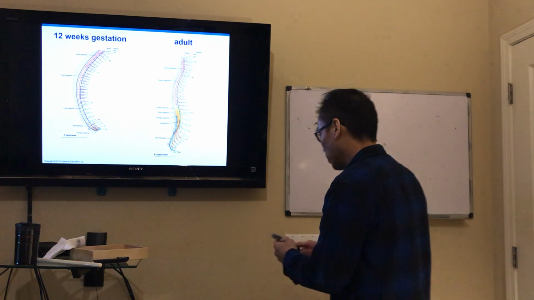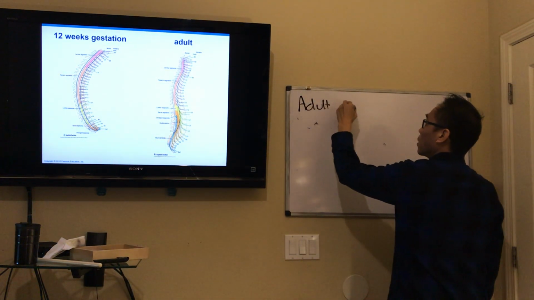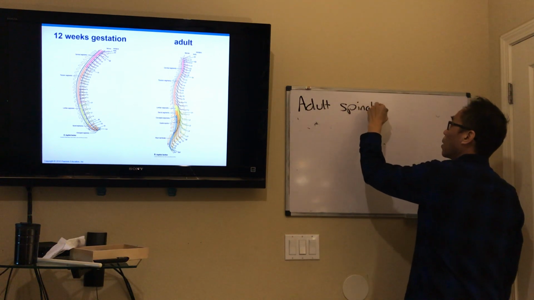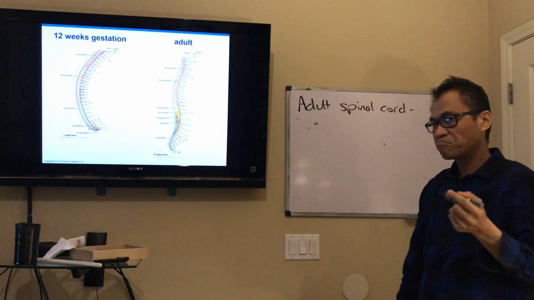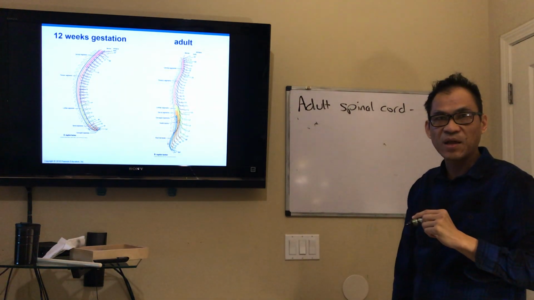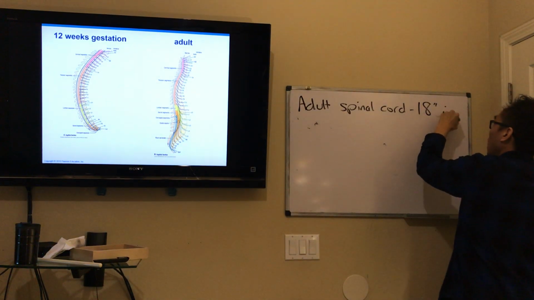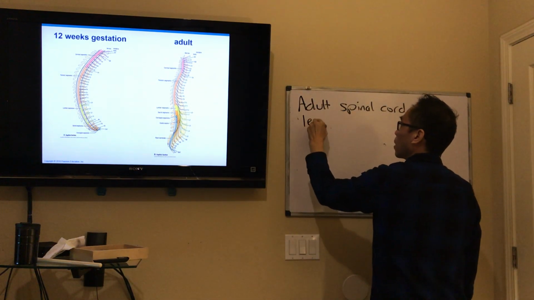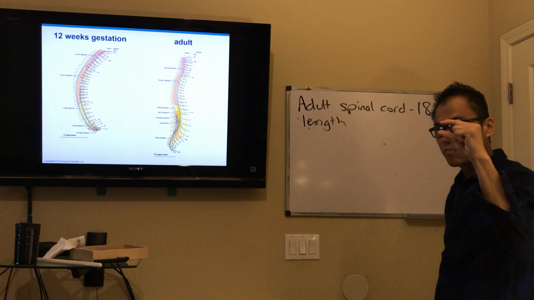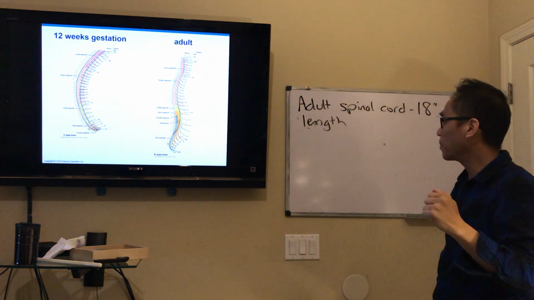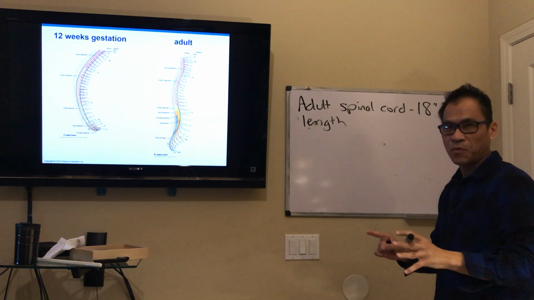So, in the adult spinal cord, it's about 18 inches in length. It's not very thick, about this thick. I showed it to you in lab, maybe a centimeter. And it ends at around the level of L1, L2 vertebra.